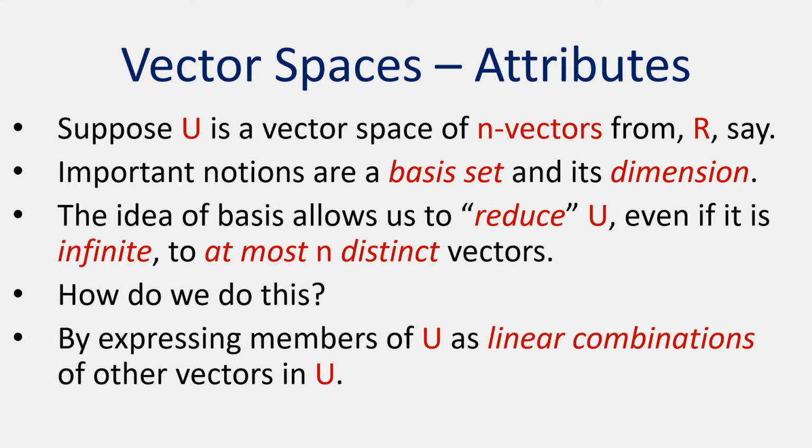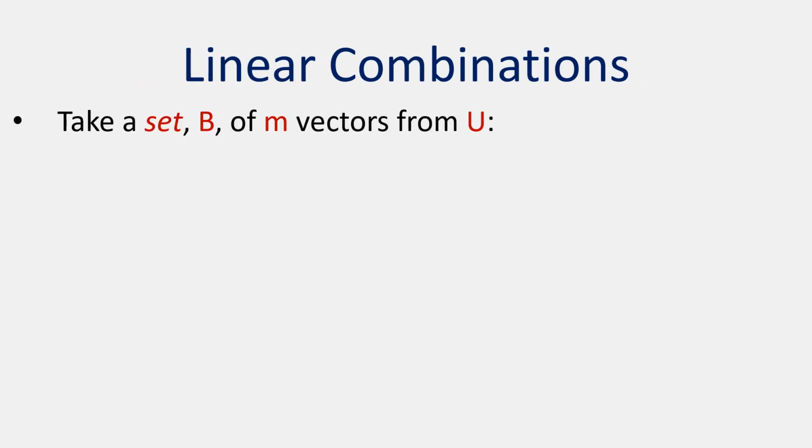Well, the key tool we use in doing that is a notion that is called a linear combination. So a linear combination, well, to start off with, let's take some set of, say, m vectors from our underlying set of vectors, from our vector space. So let's denote these m vectors using t sub 1 through to t sub m.